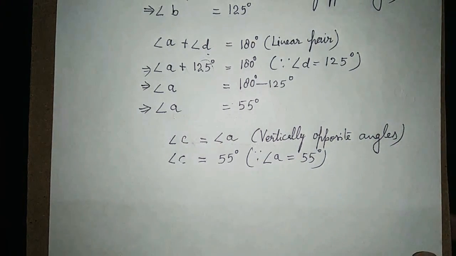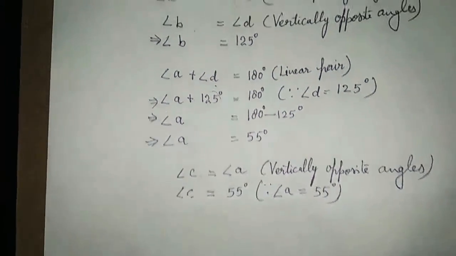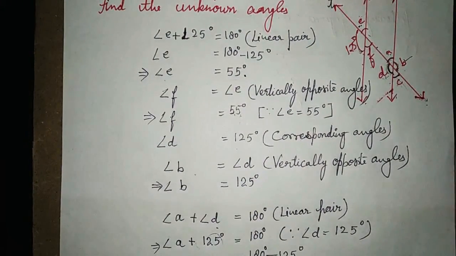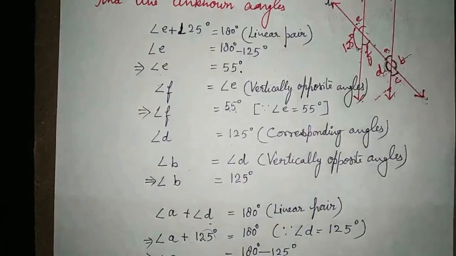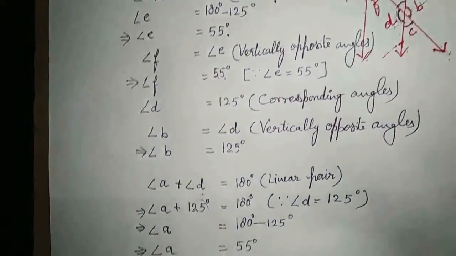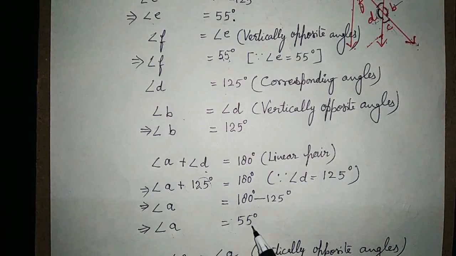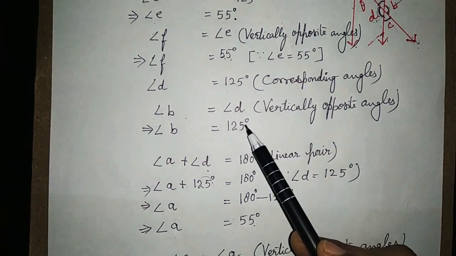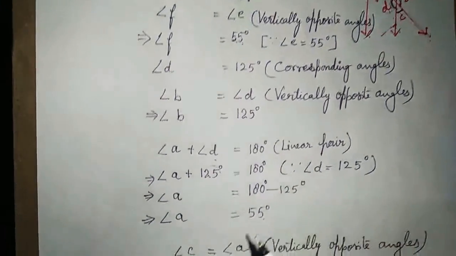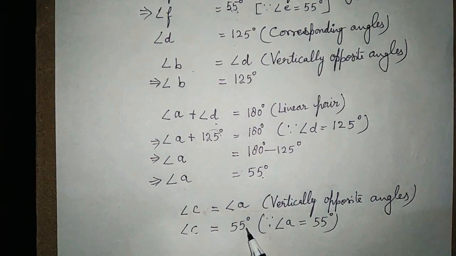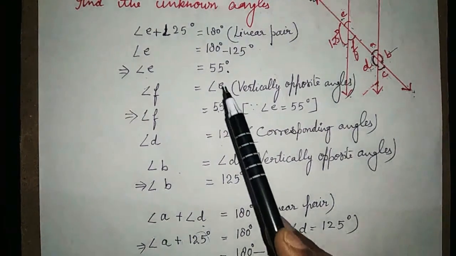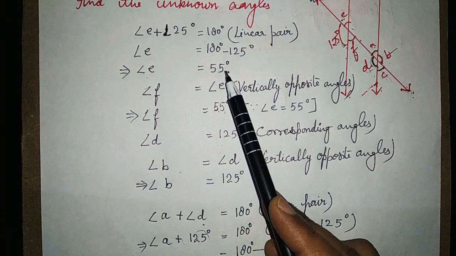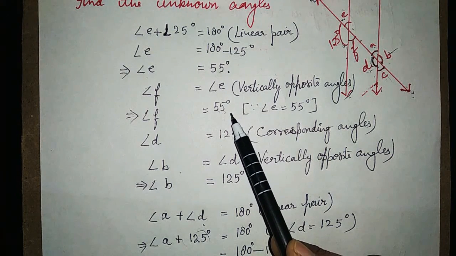Okay. So like this you can see that unknown angles you can calculate. So you can see measure of angle A is 55 degree, B is 125 degree, C is 55 degree, angle D is 125 degree, angle E is 55 degree, and angle F is also of 55 degree.